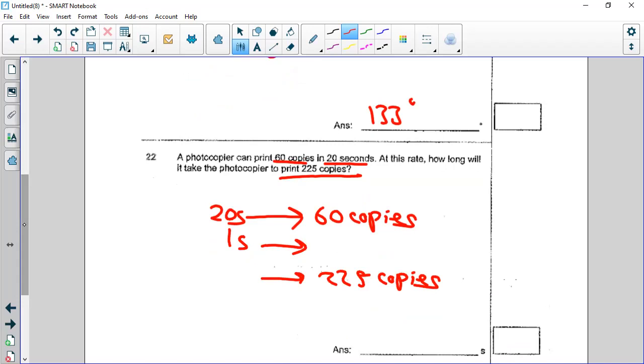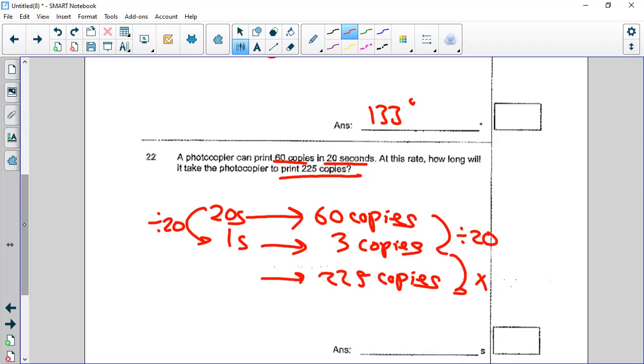So 60 divided by 20, that will be 3 copies. So you divide by 20 here to get 1 second. The other side also divide by 20. Then later, you have to times. So 3 times what equals 225? You take 225 divided by 3.